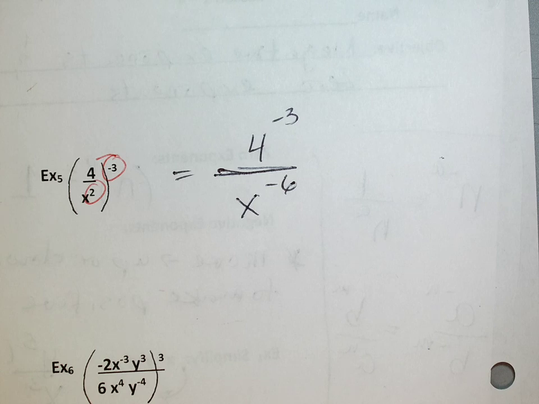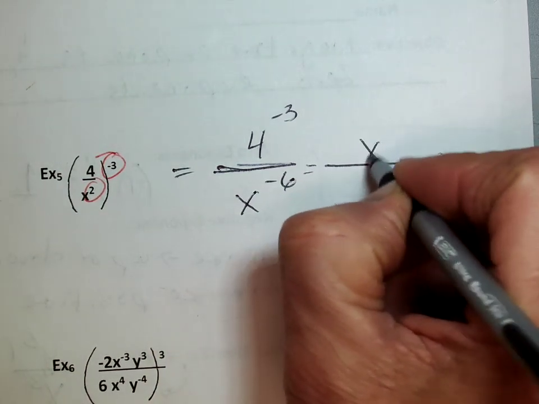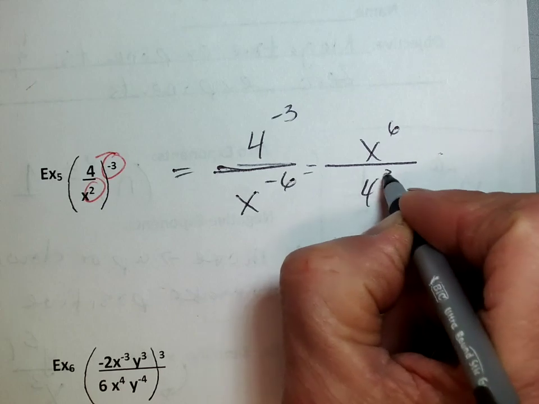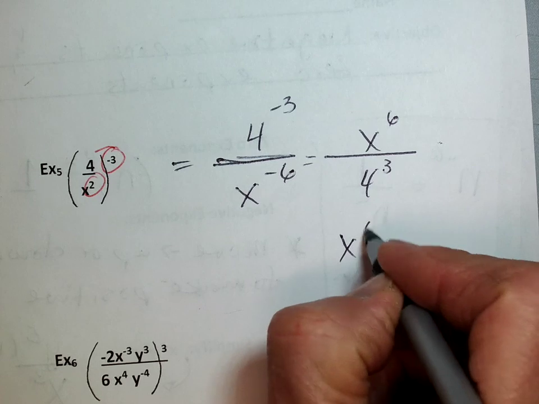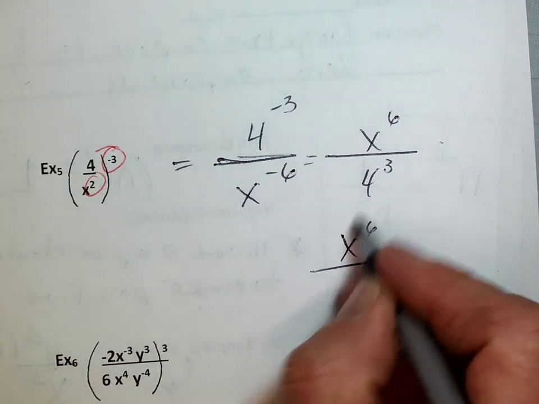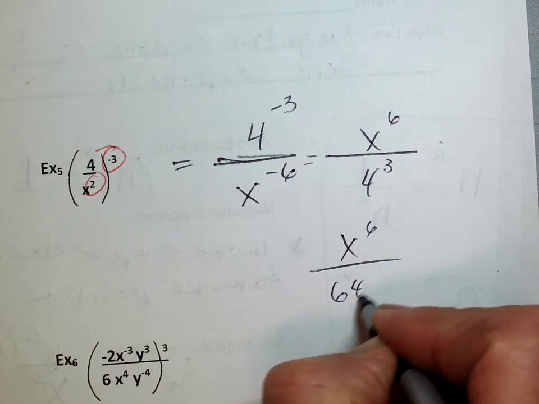Now I'm going to flip them, because if it's negative, I've got to move them. So I'm going to change this to x to the positive 6 over 4 to the positive 3, which makes x to the 6th over 4 times 4 is 16, times 4 is 64.